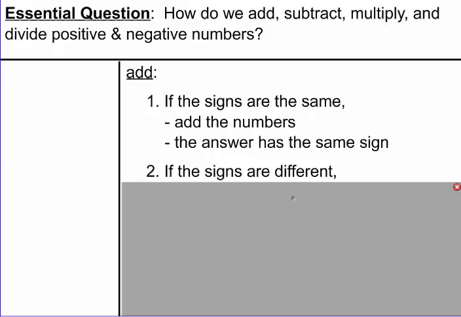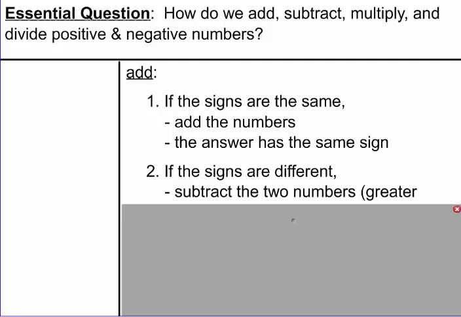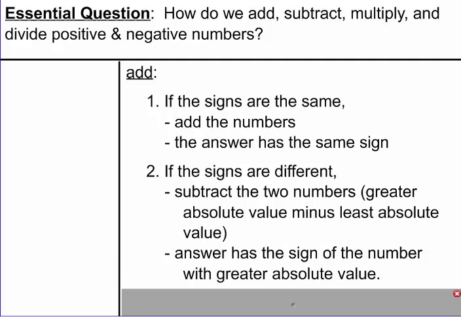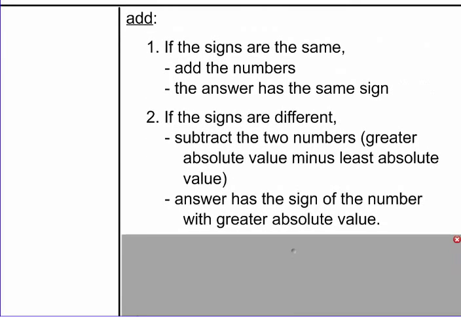If the signs are different, so that means one number is positive, one number is negative, it's a little bit different than when they are the same. In this case, you want to subtract the two numbers. So you take the greater absolute value minus the least absolute value, and I'll tell you what that means in just a second as we go through our examples. But you subtract the two numbers, and then the answer is going to have the sign of the number with the greater absolute value. So let's take a look at some examples.